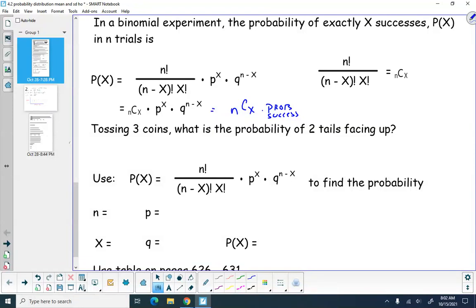You have nCx times the probability of success to the number of successes times the probability of failure to the number of failures. So you have the probability of success to the number of successes times the probability of failure to the number of failures.